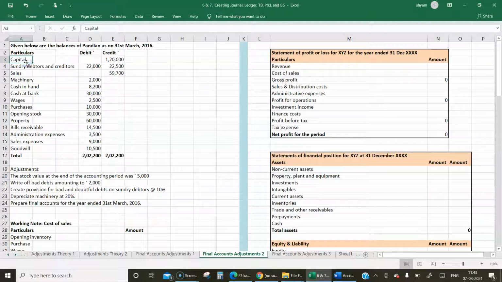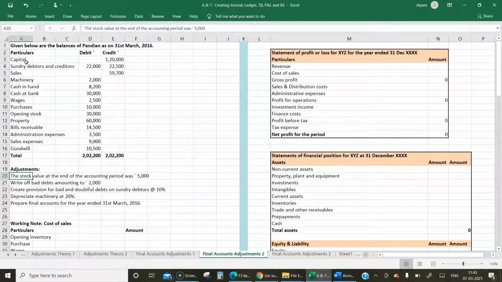So capital they have given, sundry debtors and creditors, sales, machinery, cash in hand, cash at bank, wages, purchases, opening stock, property, bills receivable, administration expenses, sales expenses, and goodwill. Okay, so they have the adjustments here.